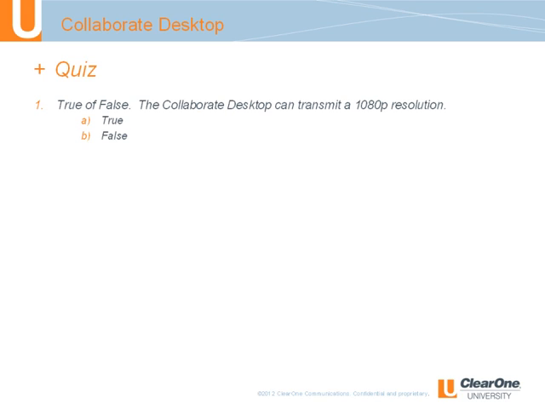The answer is false. Neither the executive or the basic version can transmit a 1080p signal. Each can transmit up to 720p video image. However, the executive model can receive up to 1080p.